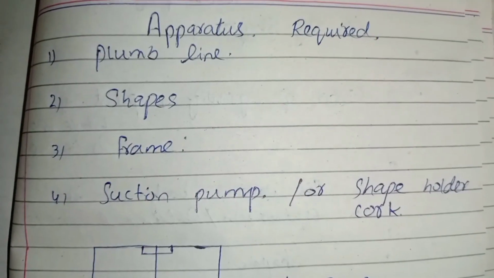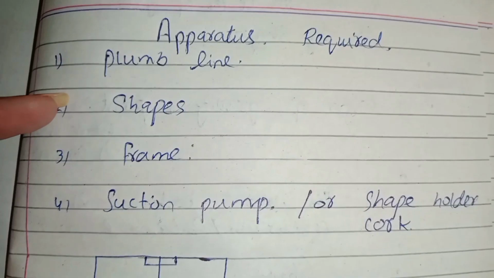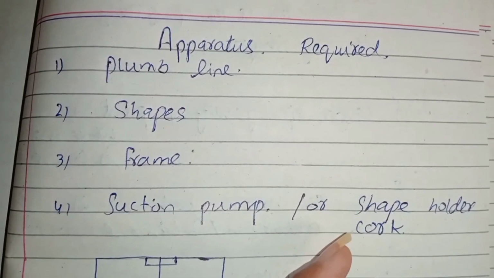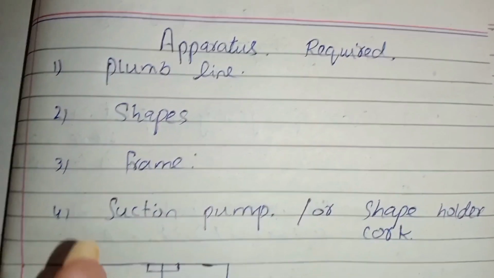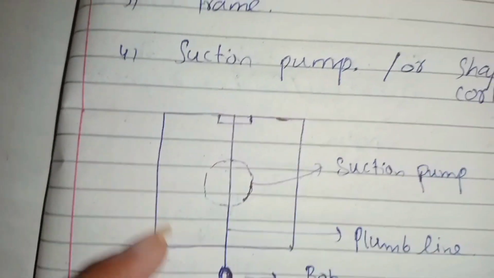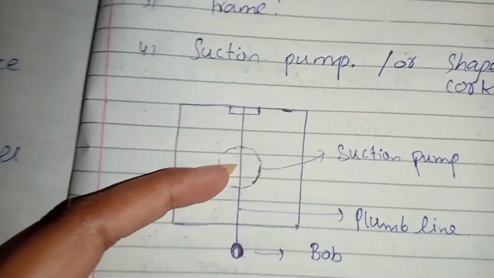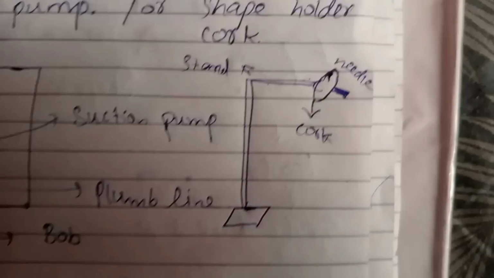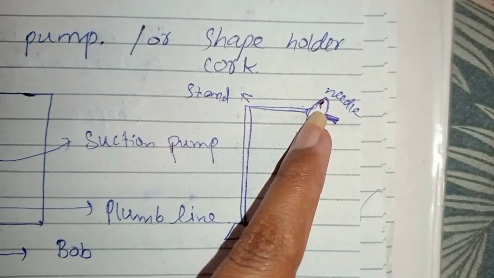So to perform the practical, we need a few apparatuses which are named as the plumb line, shapes, frame, suction pump, or the shape holder. Or you may have apparatus in which you need the cork. So there are two types of apparatuses with the help of which you may perform this experiment. One is in which there would be a frame in which the plumb line would be hung from a point, and here would be a suction pump. In the second apparatus, you may also have the stand, the cork, and the needle would be inside the cork.